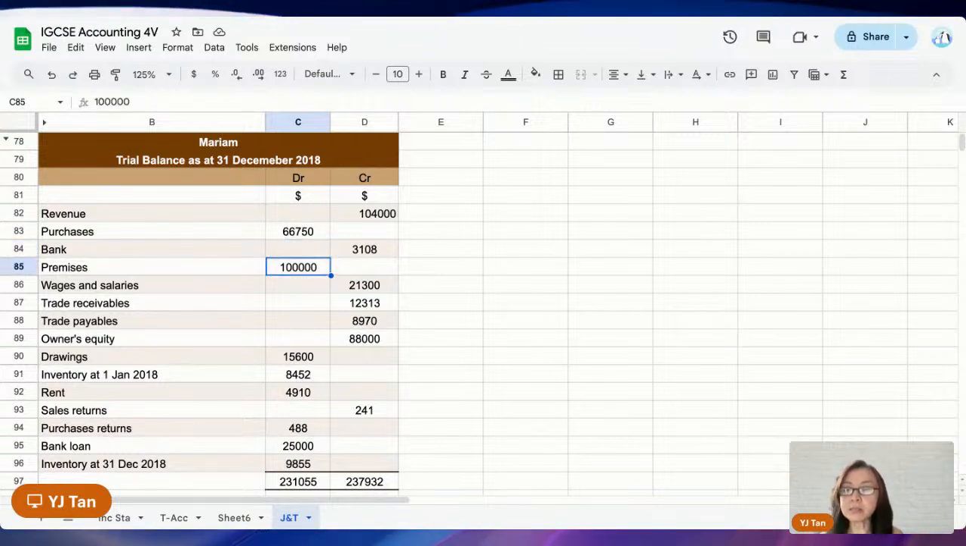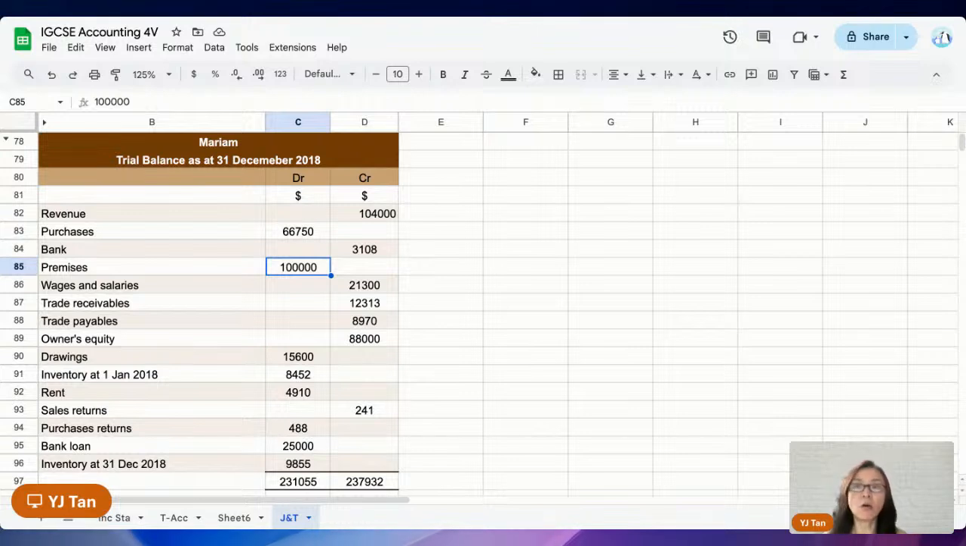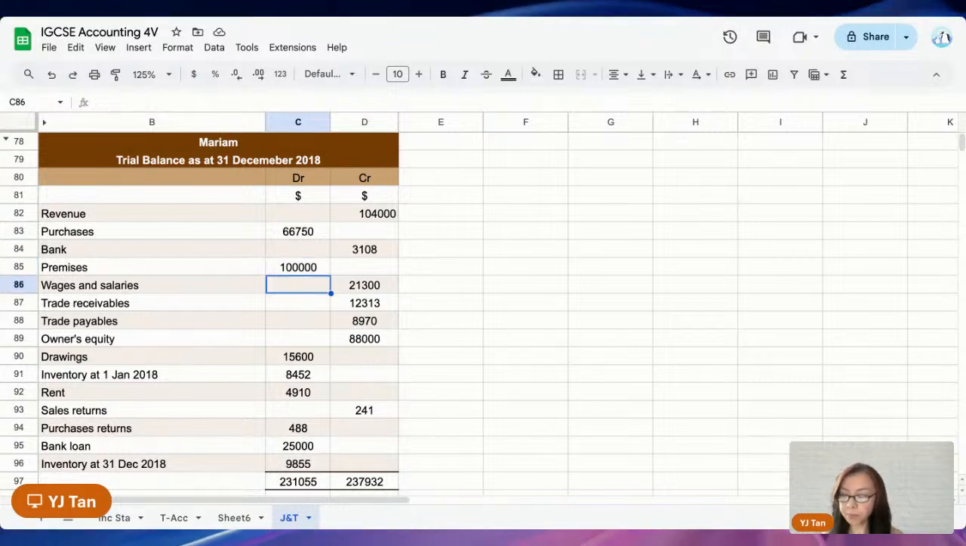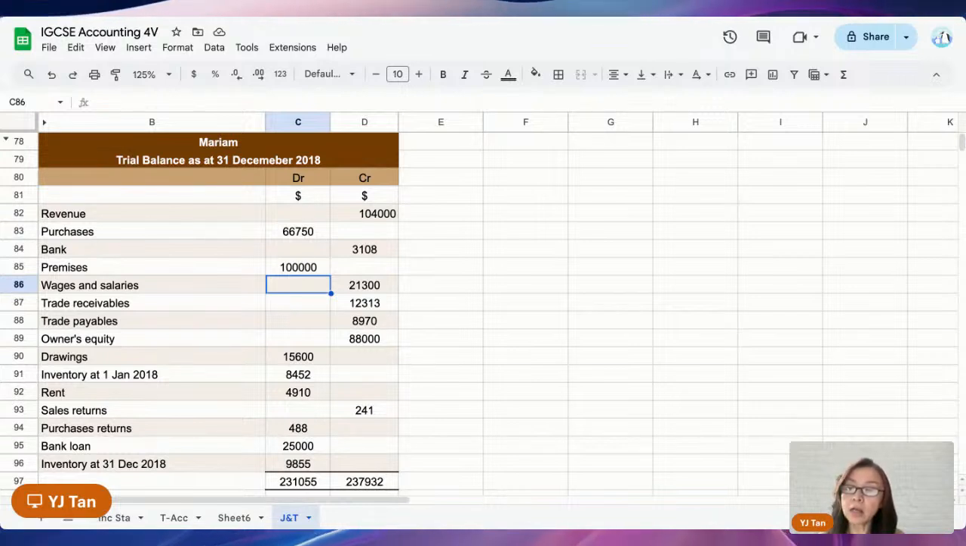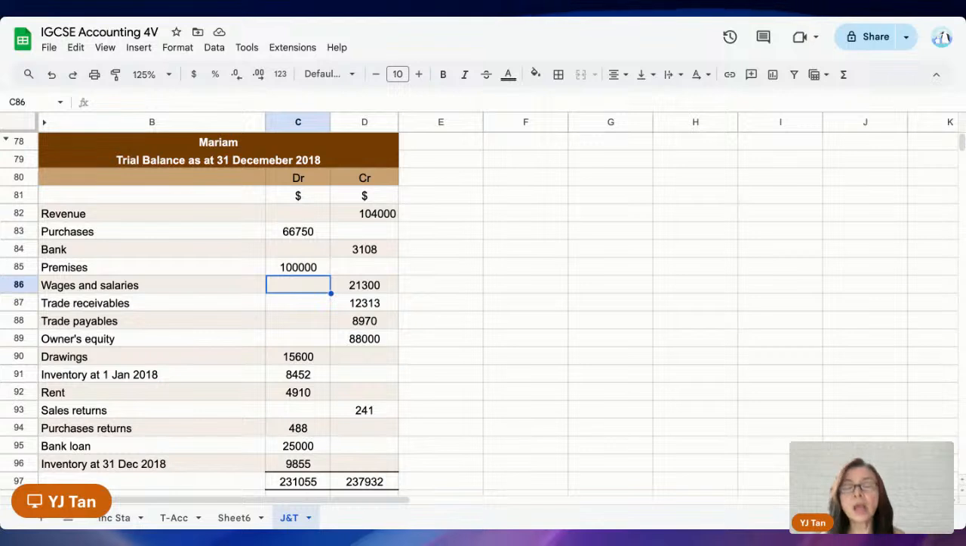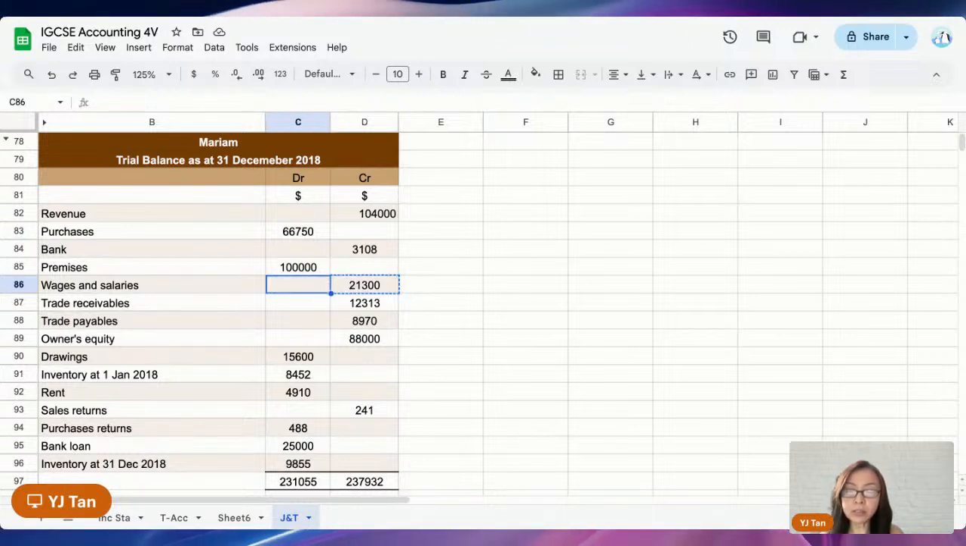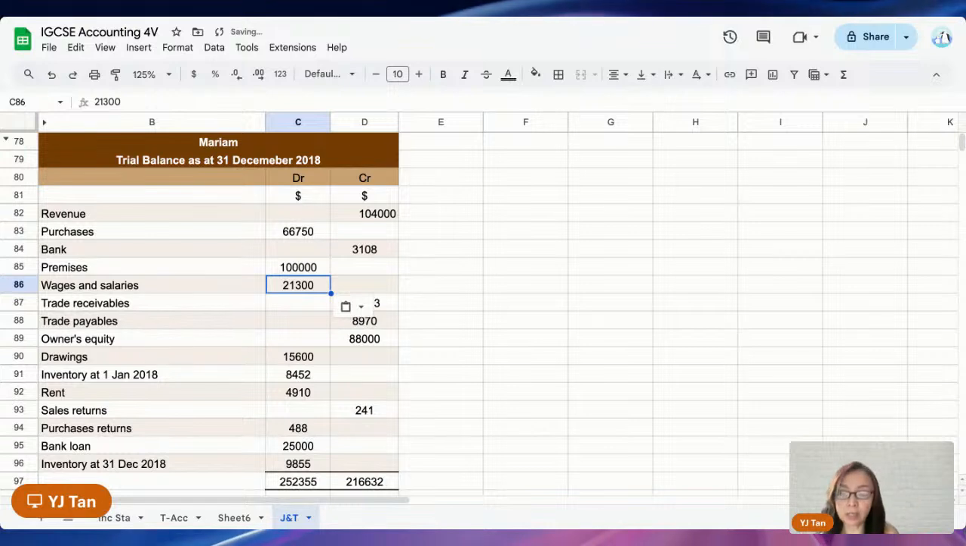And then what is premises? Premises is our asset, like our office is a building. So that's why it's definitely on the debit side, because it's an asset. Now come to the other one, which is wages and salaries. Wages and salaries are expenses. So when expenses happen in the trial balance, they should be on the debit side. So we need to move this amount, 21,300, into the debit side.